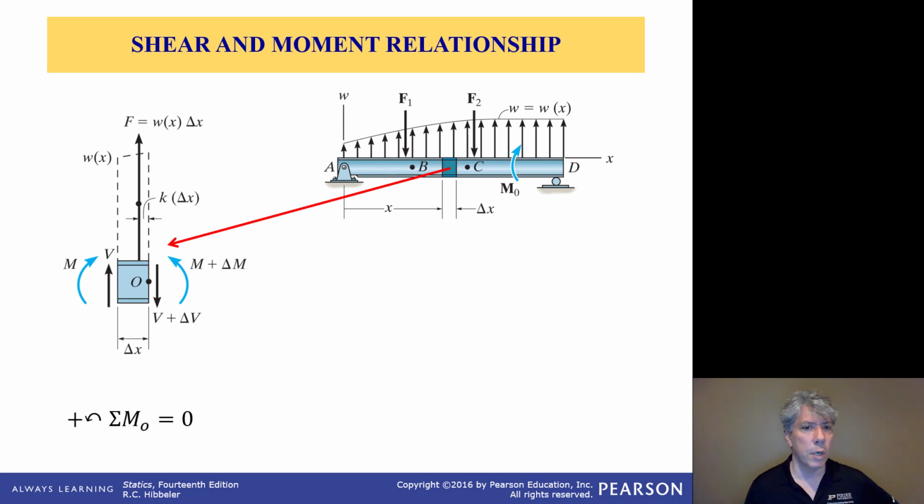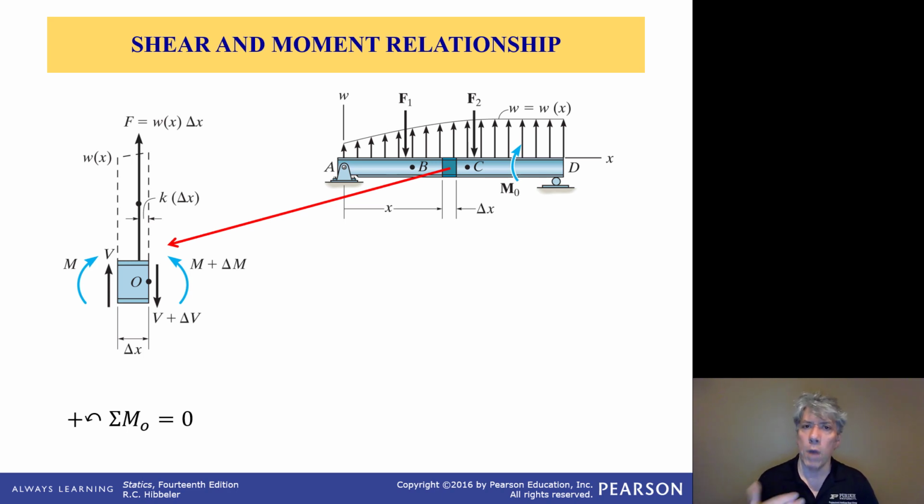Couldn't we also sum moments? We could, in fact. So let's sum moments about point O, which is on the right-hand face. If we sum moments about point O, you notice that the shear plus delta V on the right-hand face passes through O, even though we draw it off to the side a little bit. It actually passes right through the face.